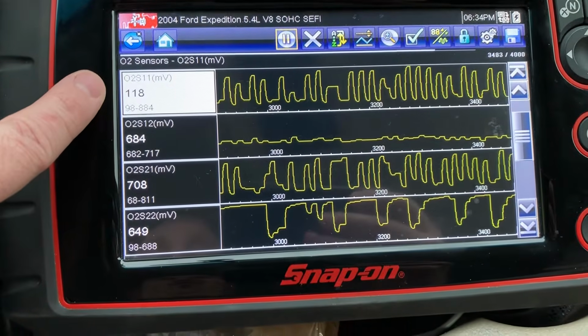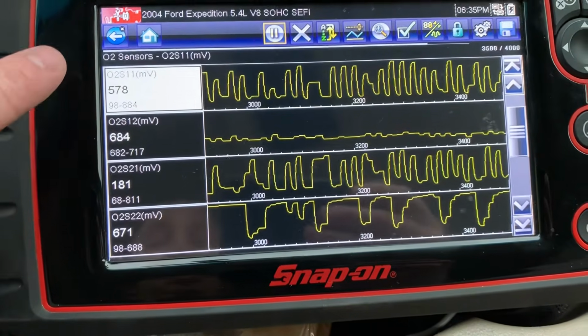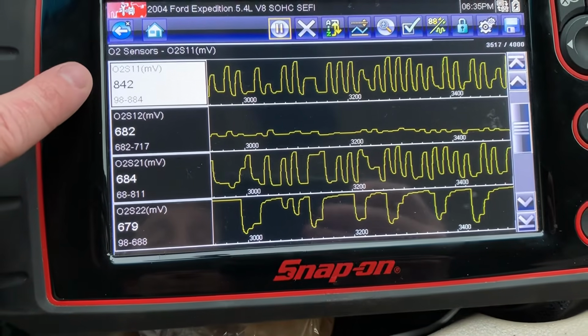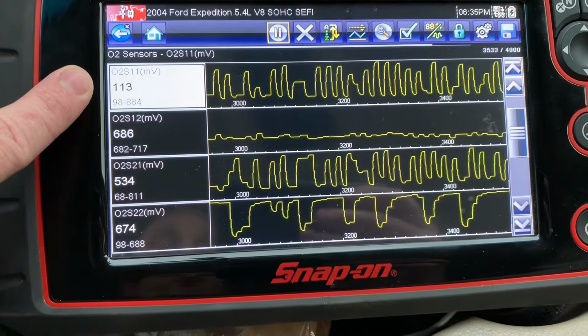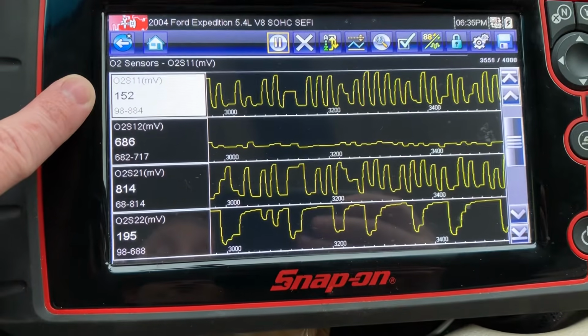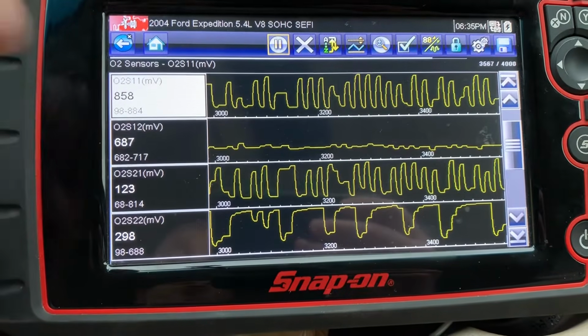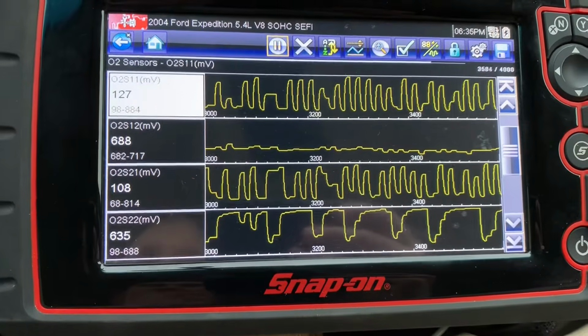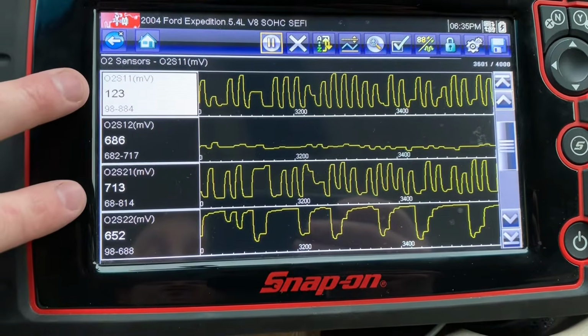Okay, if we see it go high, like around 800, 900 millivolts, then it's a rich reading and it tells the computer we need to take away a little bit of fuel. And again, you can see that in your short-term fuel trims. So right now, they're working really well.